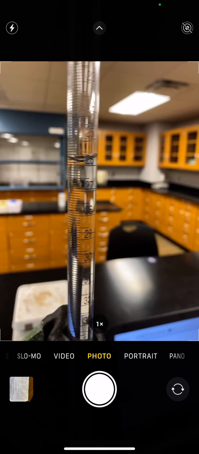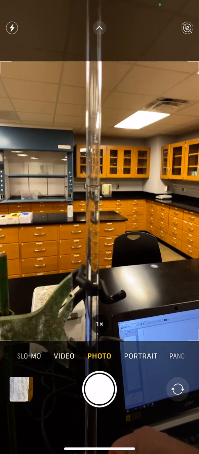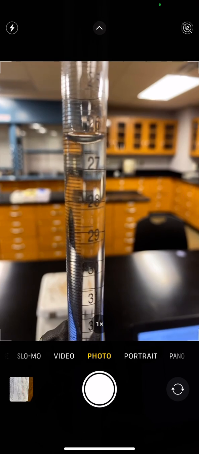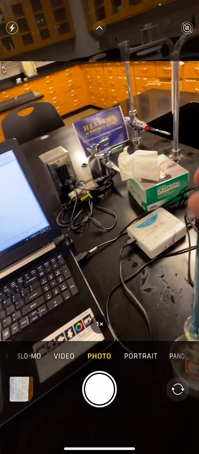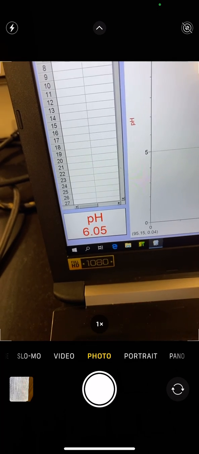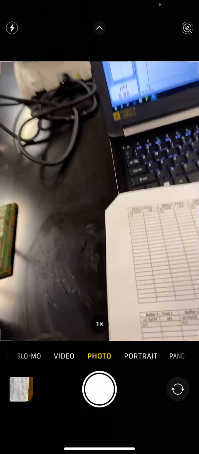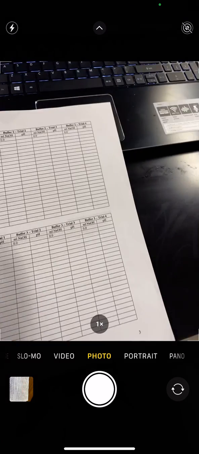Let's see. So we're at 26. We're going 1, 2, right there. Probe in. I think that's it. We're going to say 6.06. We're going to call that 6.06. So we're done with buffer 3. So once again, to get data from other students for trial 2, 3, and 4, or actually, if you want, you can just go with the one trial.